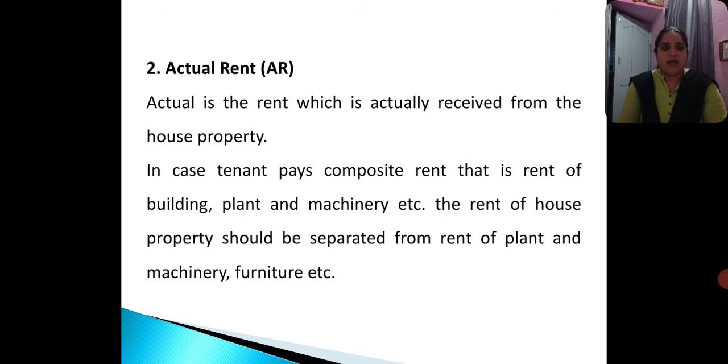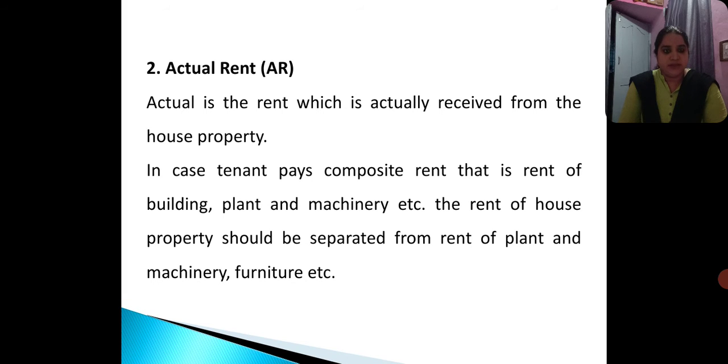Next you have actual rent. What is this actual rent? The second factor you are supposed to consider at the time of calculating the gross annual value is the actual rent. Actual rent is the rent which is actually received from the house property. Whatever rent you are actually receiving from the house property is called the actual rent.